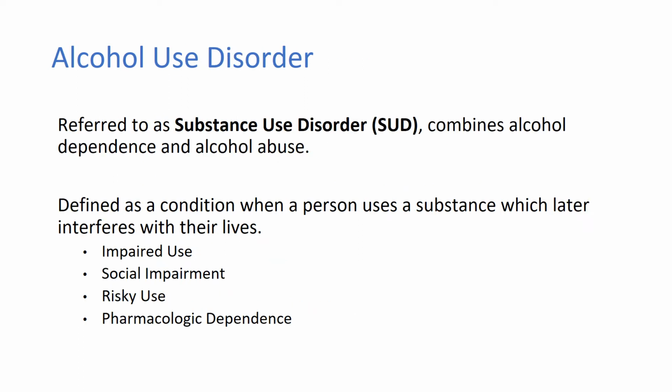Now, different from at-risk drinking and binge drinking is alcohol use disorder. It's also referred to as substance use disorder, just specifically for alcohol, and it combines alcohol dependence and alcohol abuse. It's defined as a condition where a person uses a substance which later interferes with their life, and there are 4 different categories. You'll see impaired control, or social impairment, meaning their social life is impaired due to their use. Risky use, so they are endangering their body due to their use. And then pharmacological dependence, which, as you know, includes alcohol dependence.